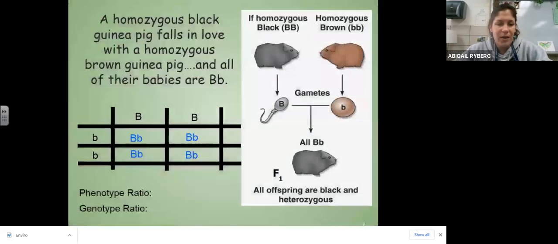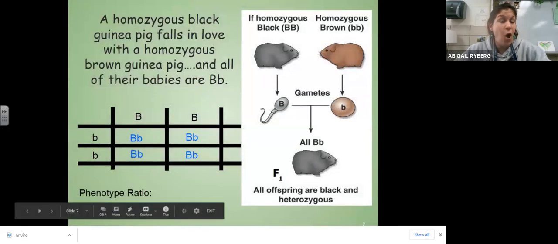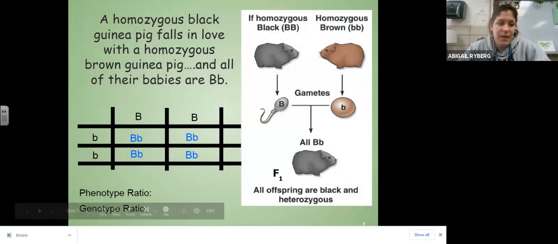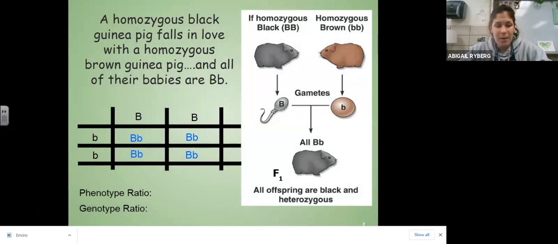If we fill in the square, we see the potential offspring. All of them are going to be big B, little b. And that's because this parent can only offer a big B, and this parent can only offer a little b. So everyone, even if they have 300 babies, all of them will be big B, little b.